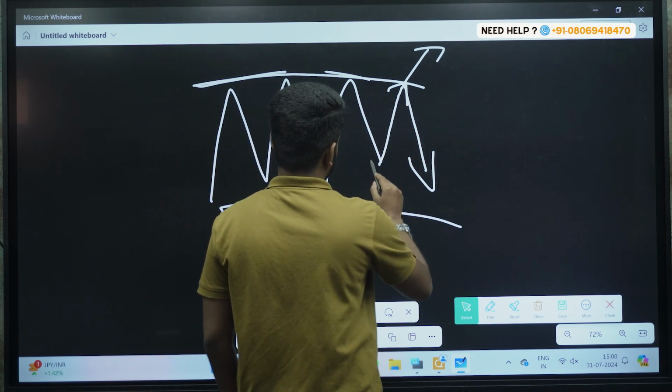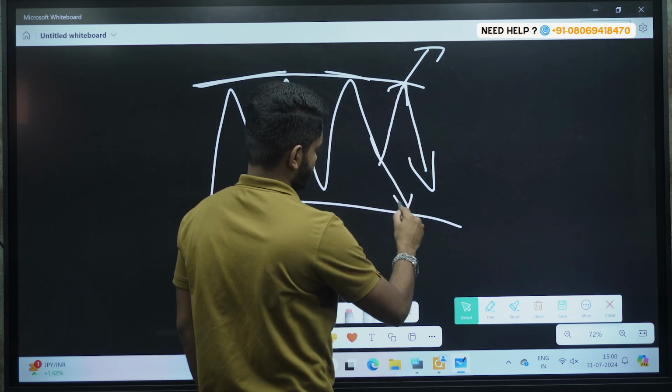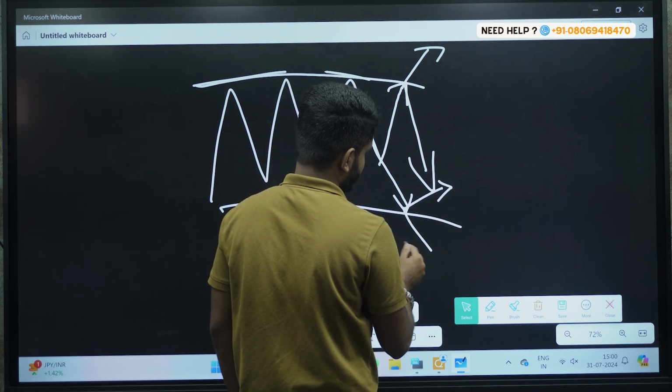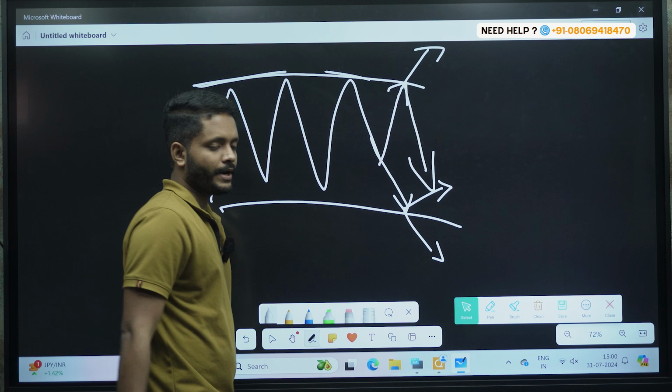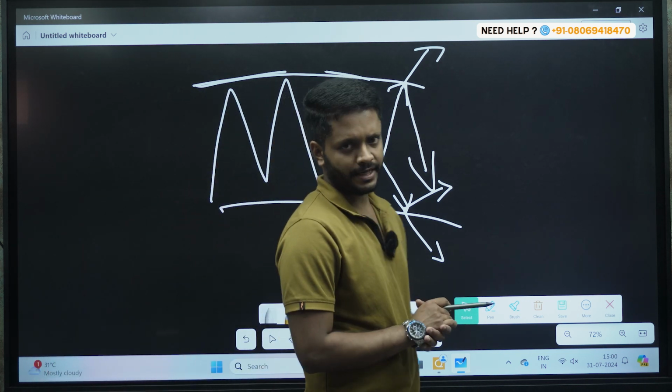Same case, say for example a price is approaching its support level, there are again two possibilities, correct? The price might either reverse or the price might break the support, correct? So this is one part, one aspect of technicals I would say.